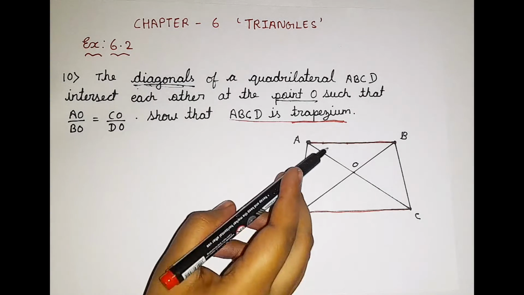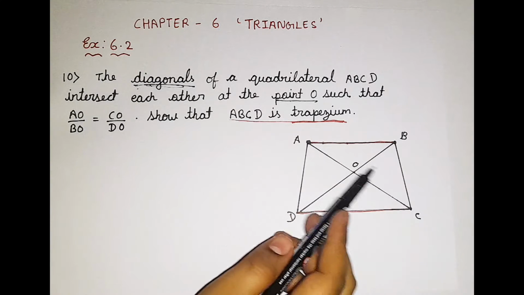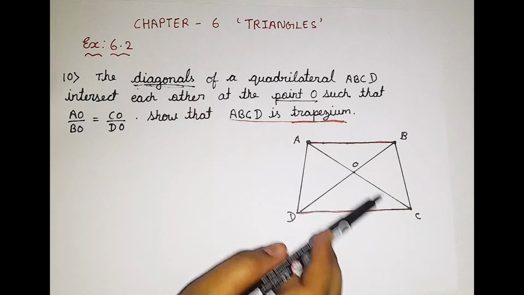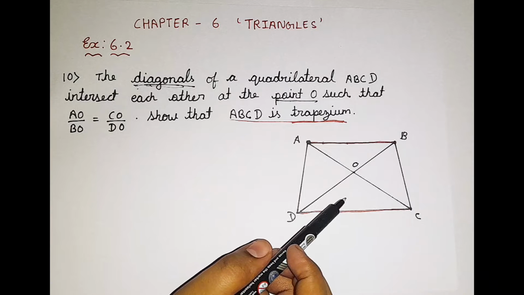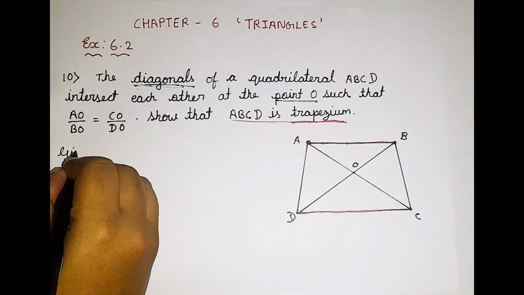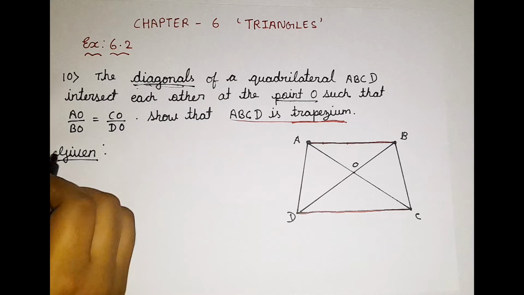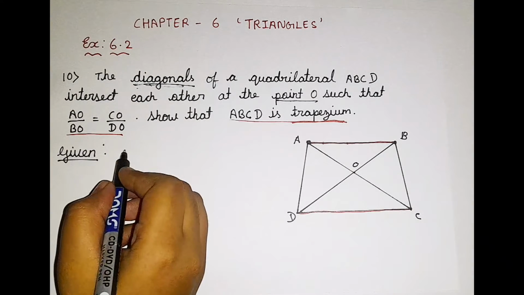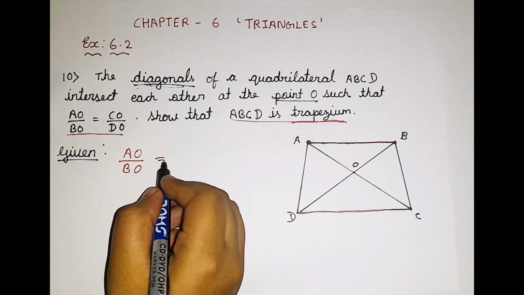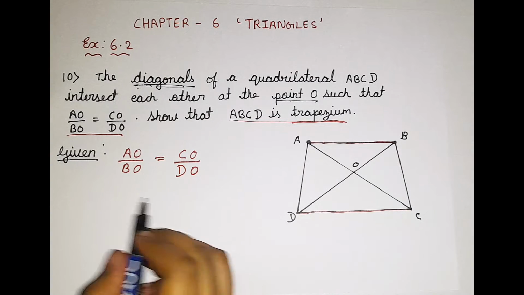Alright guys, so we are supposed to show the opposite sides are parallel. You can either show AD is parallel to BC, or you can show AB is parallel to DC. For that, we shall now write the given values. So what is given in the question? According to the question, they gave AO by BO is equal to CO by DO. So this is given in the question, am I right? I just wrote it as it is.